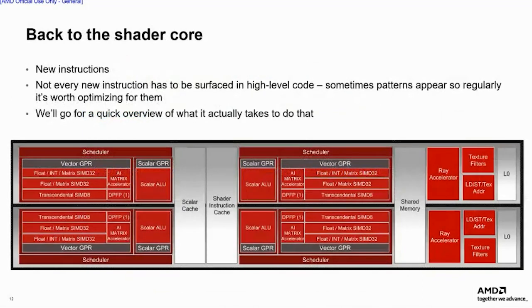All right, and then we go back to the shader core. So we have new instructions. And as I mentioned, not every new instruction has to be visible to the high-level code. That means you don't get a new intrinsic which says AMD foo, and then you can call this new function. It's just some function you had previously that happens to run faster now.